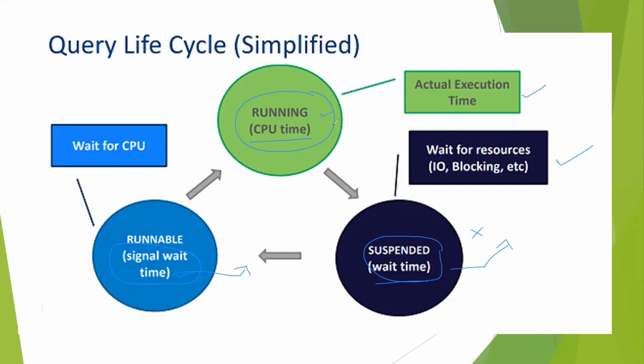If the thread is currently running, you will see the CPU time. If the thread is waiting for some resources, you will see it suspended, blocked or suspended, whatever it is. Then the thread may be in the runnable queue, waiting for the CPU to be available, right? So this is waiting for CPU, waiting for resources, and actual execution. So what does it mean? I will explain.